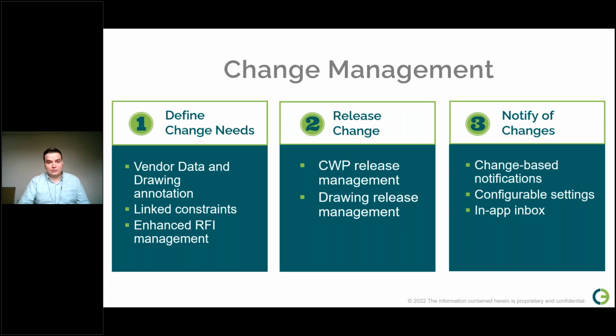First, we can define the need for change. Engineering and construction teams can identify potential issues with vendor data and drawing markup, linked constraints, and RFI map tracking. These changes can then be managed by the engineering team and project team. The project team can manage the release of these changes when appropriate to the construction contractor.